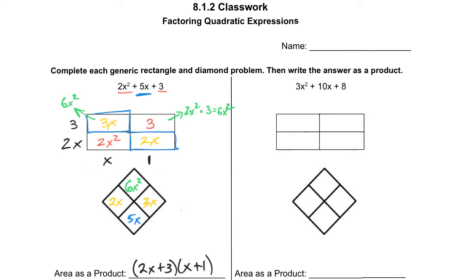So let's look at one more example quickly. We have a 3x squared and an 8. So 3x squared goes in the bottom left and 8 goes in the top right. We know that if you multiply those by each other, 3x squared times 8 is going to equal 24x squared. That's the product that has to go in the top of your diamond problem. The last two boxes that we haven't filled in yet need to add up to 10x. So we know that the sum has to be 10x. The values that multiply to 24 and add up to 10 would be a 6x and a 4x.